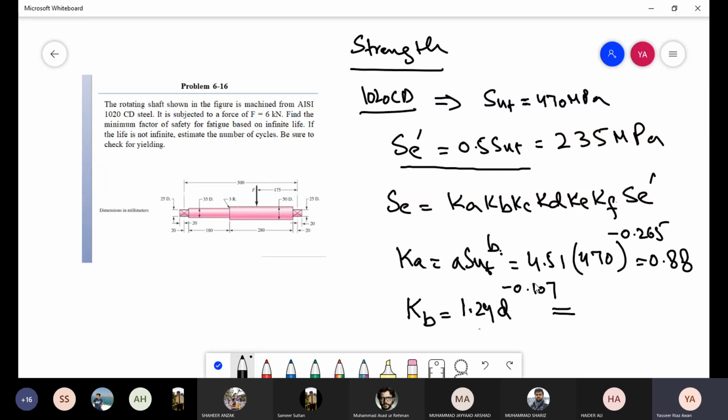Okay. So we cannot calculate KB at the moment because KB would be different for this part, different for this part, and different for this part. Okay? And obviously we have to compare our stresses with strength, but we know that the stresses would vary throughout this shaft. What are the stresses in this shaft? These are the bending stresses. Bending stresses depend upon the bending moment, and the bending moment is changing throughout this shaft.